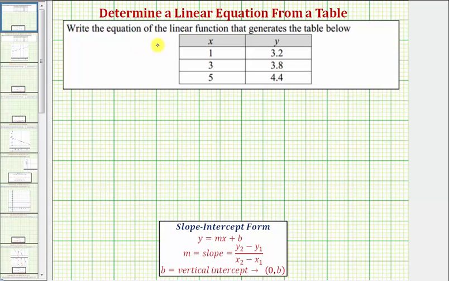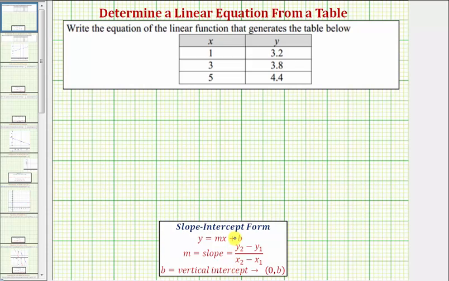We're asked to write the equation of the linear function that generates the table below. So the first column we have the inputs or x values, and the second column we have the outputs or y values. We'll find the equation in slope-intercept form, which is the form y equals mx plus b. So in order to find our equation, we need to find m, the slope, and b, the vertical intercept.